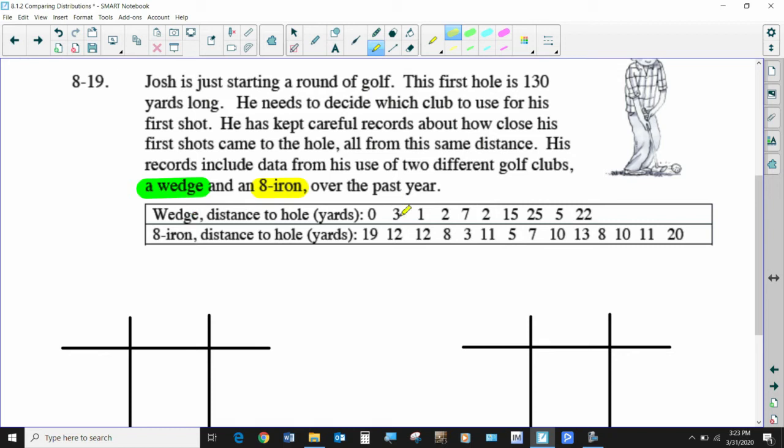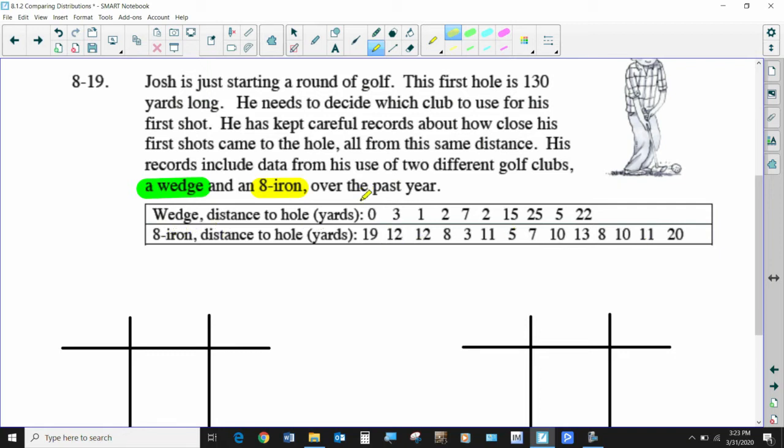Okay, so with the wedge, he's used a wedge 1, 2, 3, 4, 5, 6, 7, 8, 9, 10 times, and these are the scores, or the distances that he was away from the hole after the ball came to rest on the green. And then the 8-iron, these are the shots here.